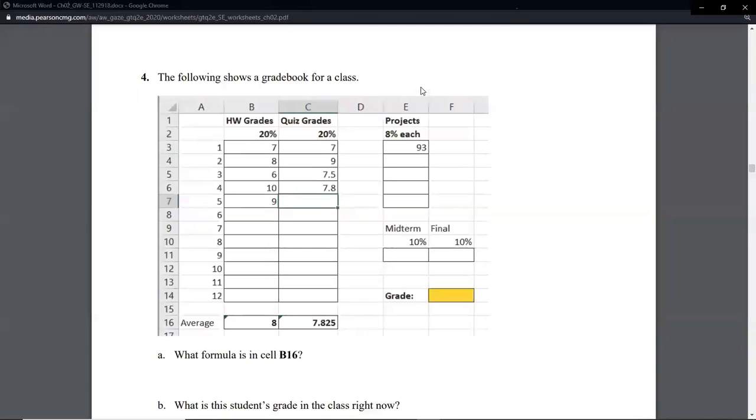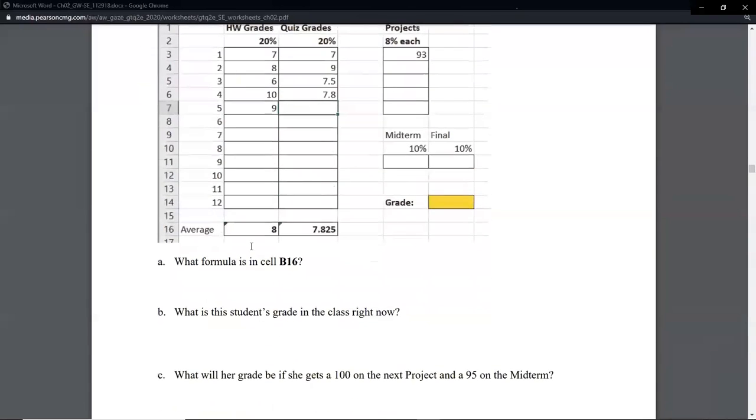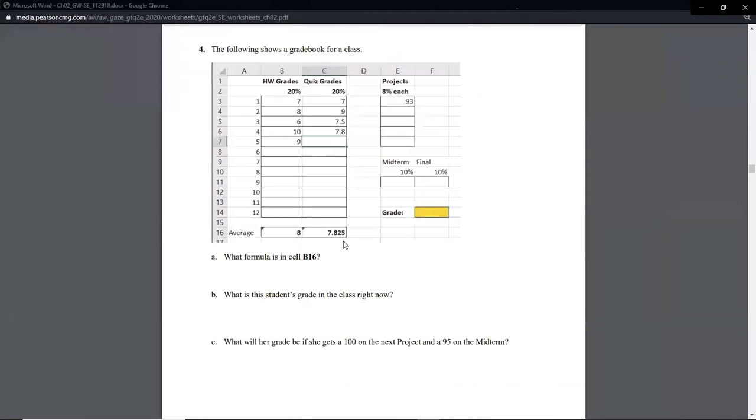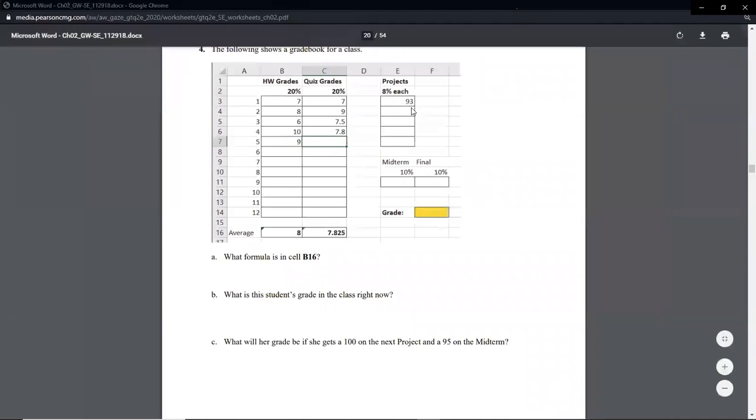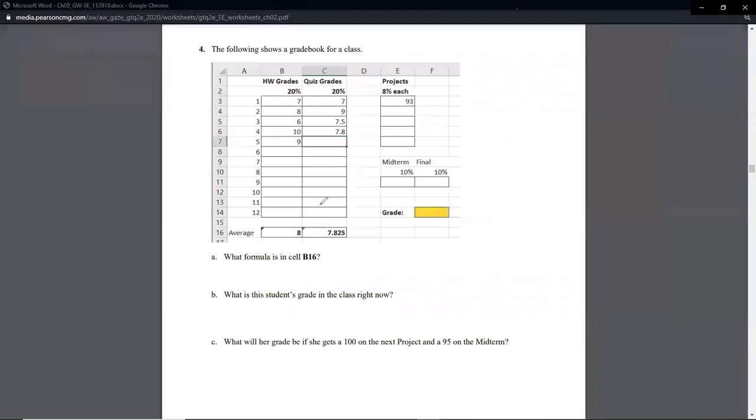That's all it is. All right, so the point of this is, what formula is in cell B16, which is right here where the 8 is? So it's not 8. We want an Excel formula, so equals blah, blah, blah. What is the student's grade in the class right now? And then what will her grade be if she gets 100 on the next project and a 95 on the midterm? I need to pull back just a little bit so I can get all this on here at once. There we go. Let's go to Annotate.